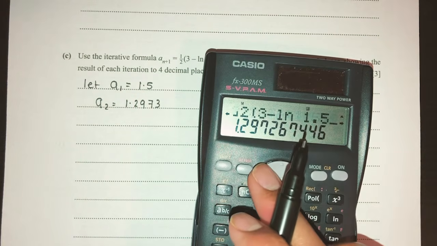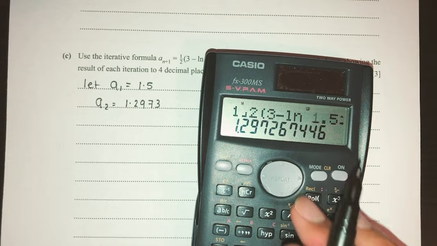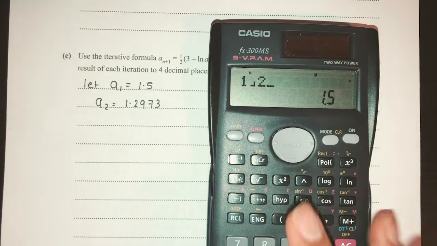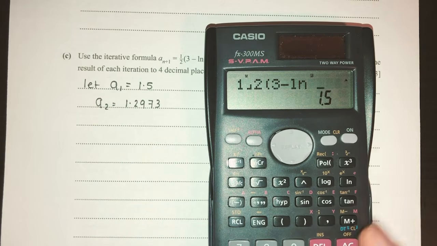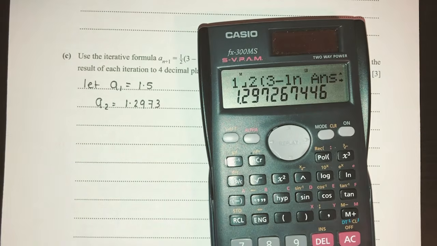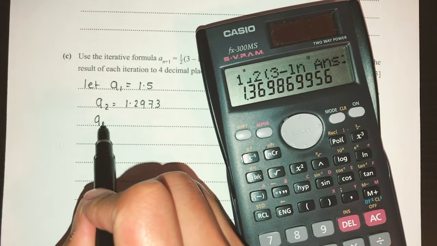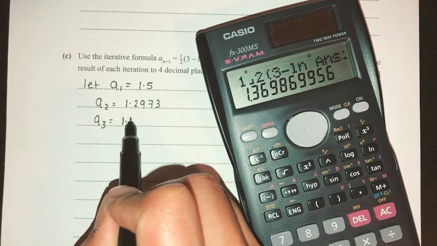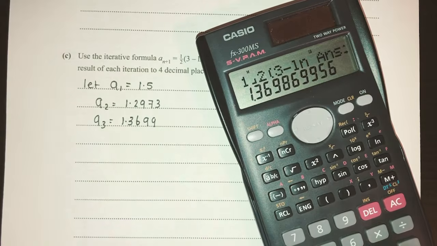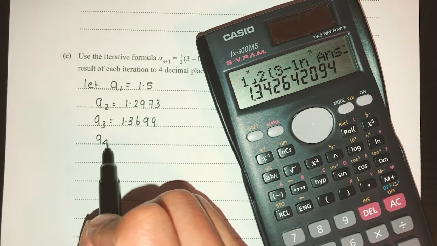But here I use 1.5. Let me try again now. That should be actually answer. So let's use 1.5 as your answer. Okay. So half 3 minus ln of answer. That will be this first value. And next value will be 1.3699.